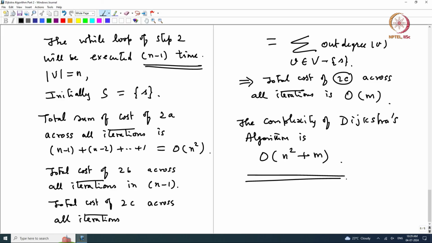okay. This is a very simple, very direct implementation. We did not employ any sophisticated data structures. We just used arrays to maintain the information that we want to use, searched in the array to find the minimum v, and updated the array by changing the values, okay. All these things are done in a very simple manner. This simple implementation has a complexity of order n square plus m.